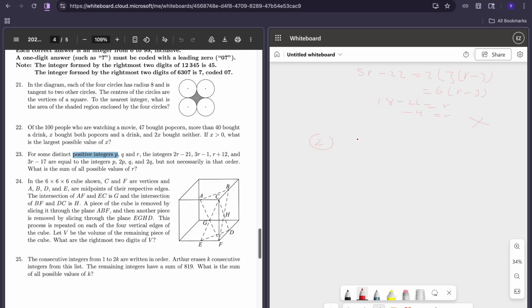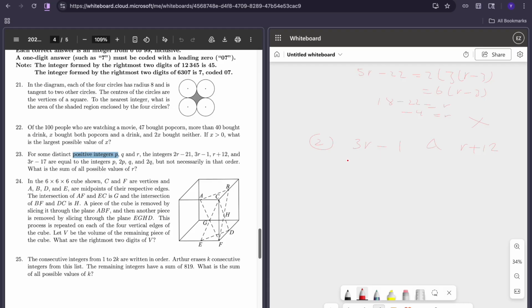We say 2p and 2q might be 3r minus 1 and r plus 12. So in this case, 3r minus 1 is bigger than 2r minus 21, bigger than 3r minus 17, and r plus 12 can also be bigger than 2r minus 1 and bigger than 3r minus 17.